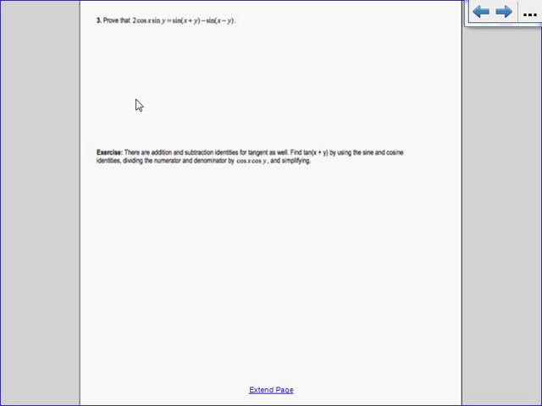Okay, so the next thing says prove that 2 cosine of x sine of y is equal to sine of x plus y minus sine of x minus y. So we're proving an identity, just like we did in the last section. So we're going to start with the more complicated side, which is sine of x plus y minus sine of x minus y. And we're going to break it apart. So we have the sine of a sum, so it's going to be sine cosine plus cosine sine. So I'm going to have sine of x cosine of y plus cosine of x sine of y. So that was the first part.